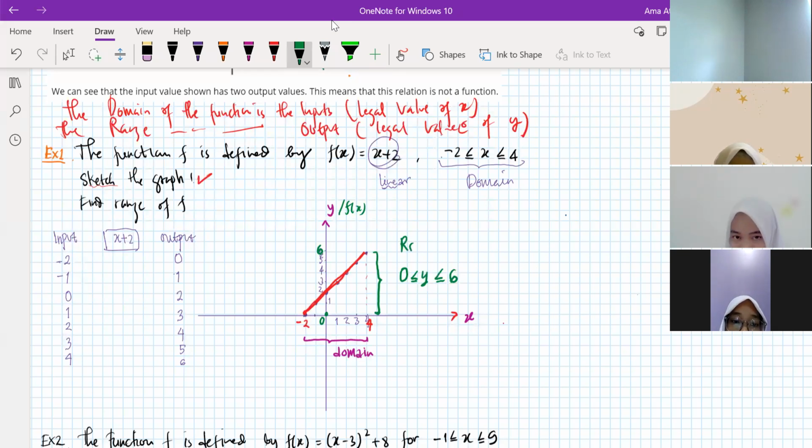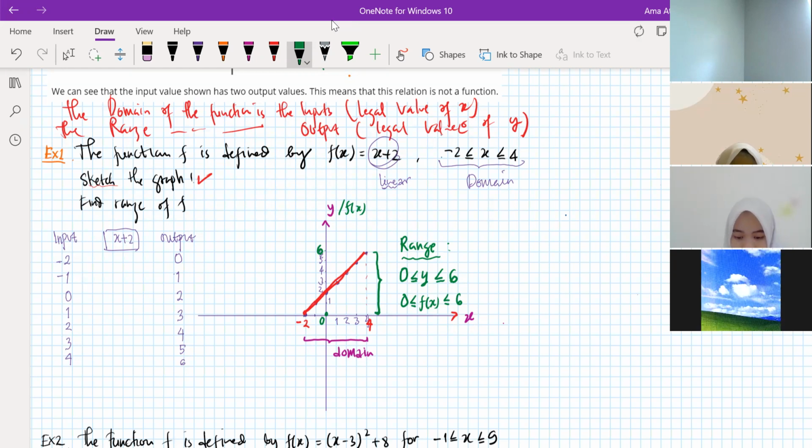So this is the range. If I wrote this in terms of f(x), that would also be okay because y is also f(x). It depends on the options. So this is what we call the range. Range is the legal value of y. So you only look at the vertical axis, or y axis. It is from 0 to 6. While the domain is the legal value of x. You see that it is from -2 to 4.